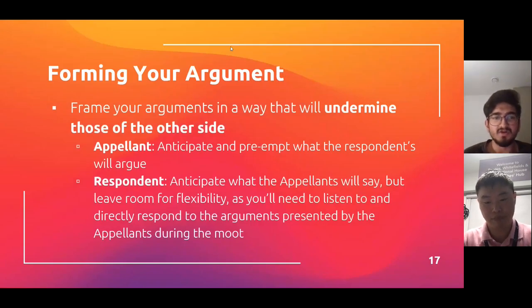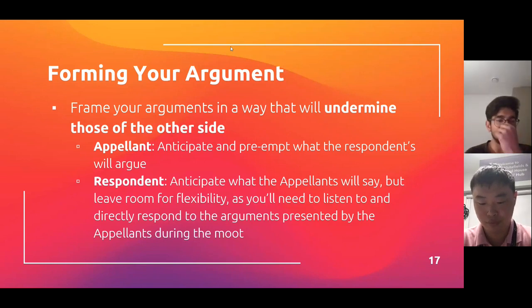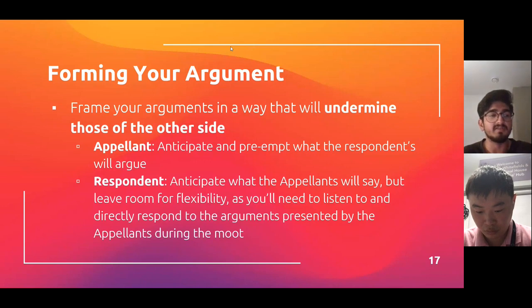Looking at forming your argument, it's important to frame your arguments in a way that will undermine those which are being made by your opponents. So if you happen to be the appellant, always anticipate and preempt what the respondents will argue. And as the appellant, you have a slight advantage in that you have a couple of minutes before the conclusion of the moot to give your rebuttal. However, that doesn't mean that you can't provide some rebuttal or preempted rebuttal in your oral arguments.